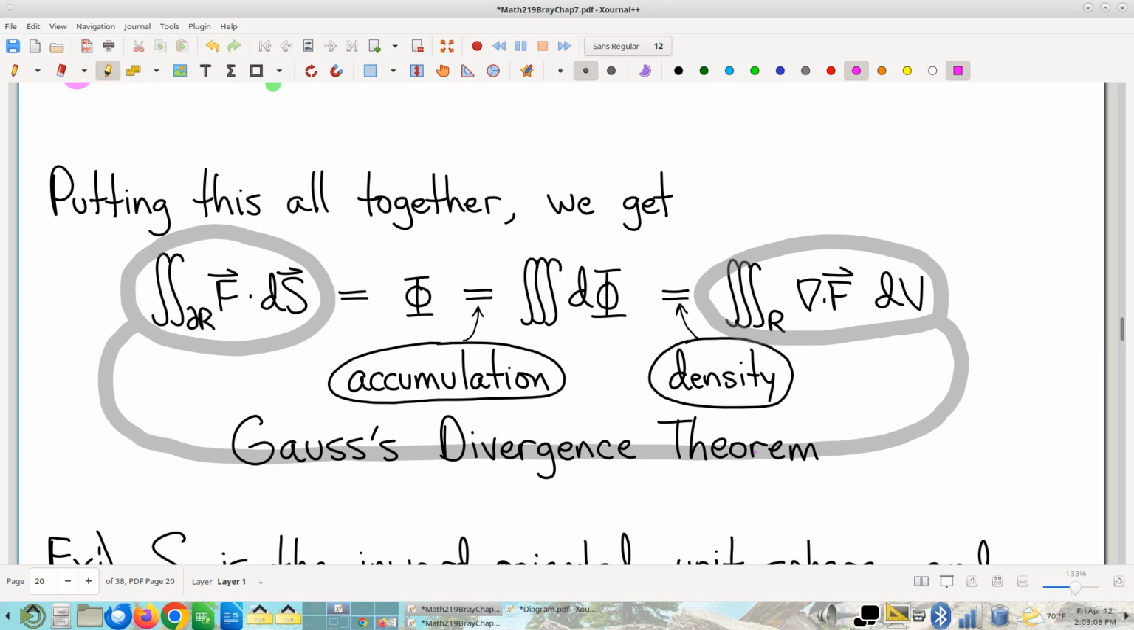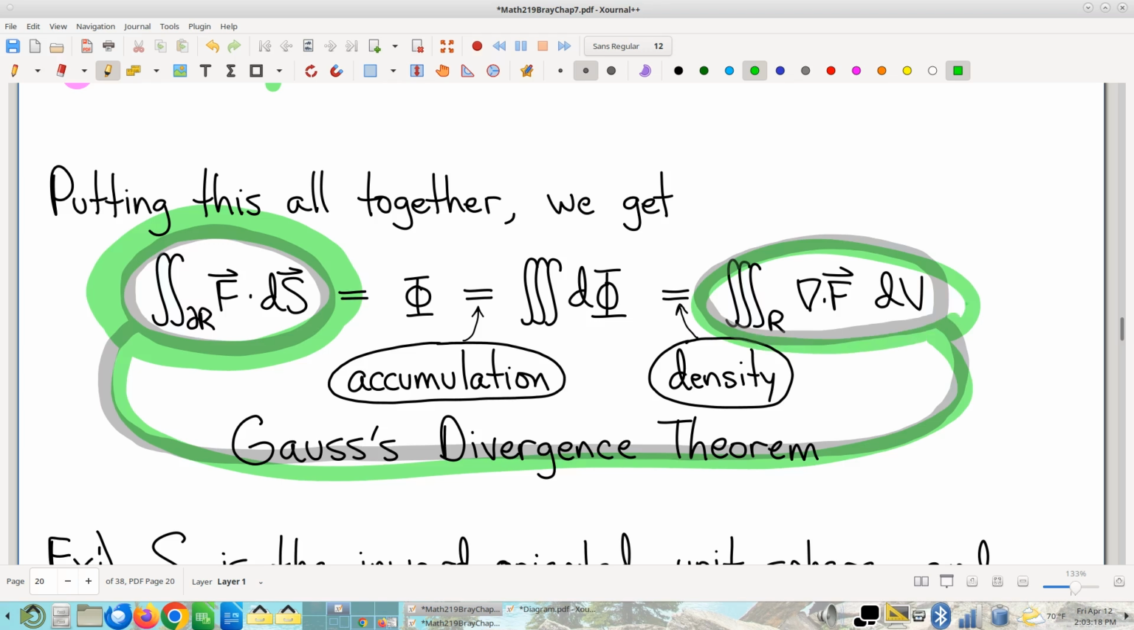We have ourselves a new theorem now. And if you find yourself interested in computing a flux, you can compute that. Well, we've got to check the conditions, but the hope here is that we can compute that flux with this triple integral, where the integrand is divergence.